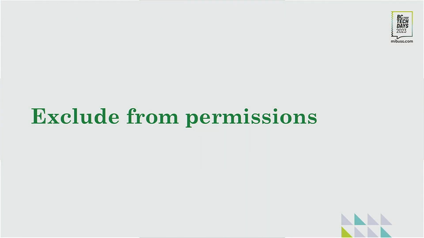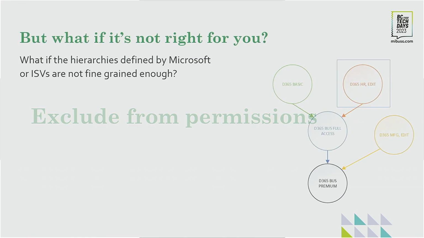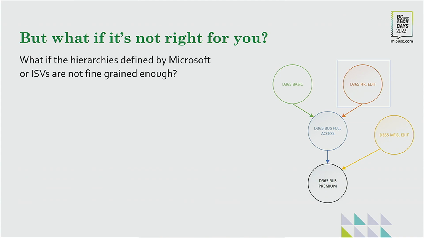So, but what if these permissions that we now provide out of the box, or that the apps provide out of the box, aren't completely right? What should we do about that, Stig? Yep, that's where exclude from permissions come in. Because what if the permissions that are defined by Microsoft or ISVs are not fine-grained enough for you? What if they include too many permissions?